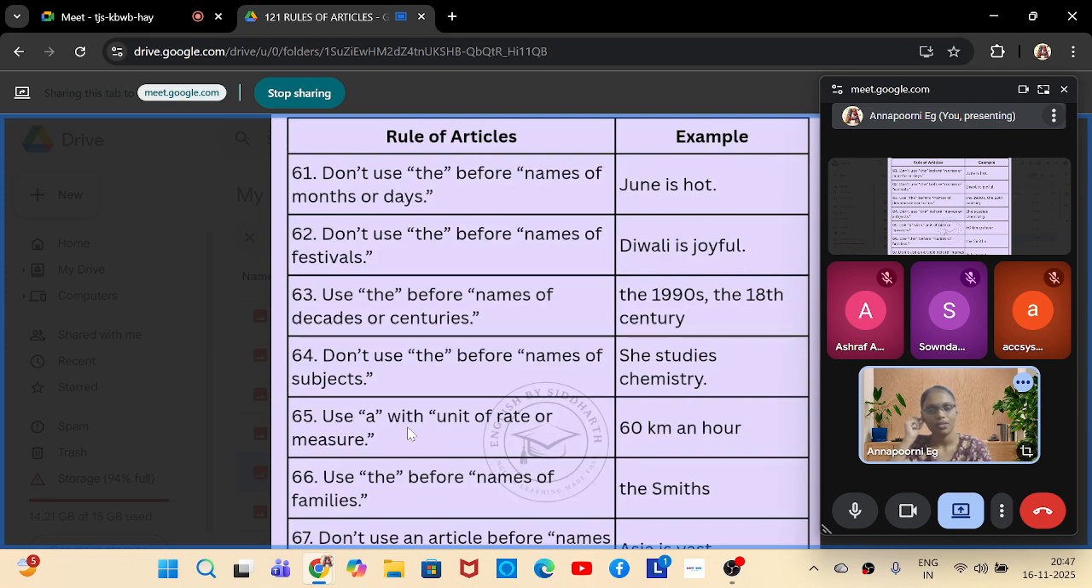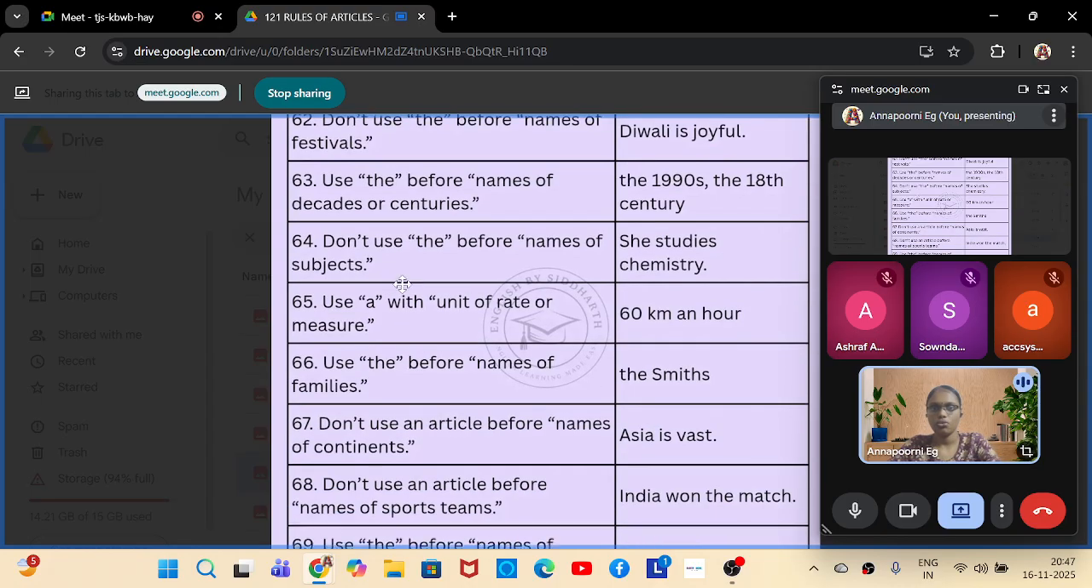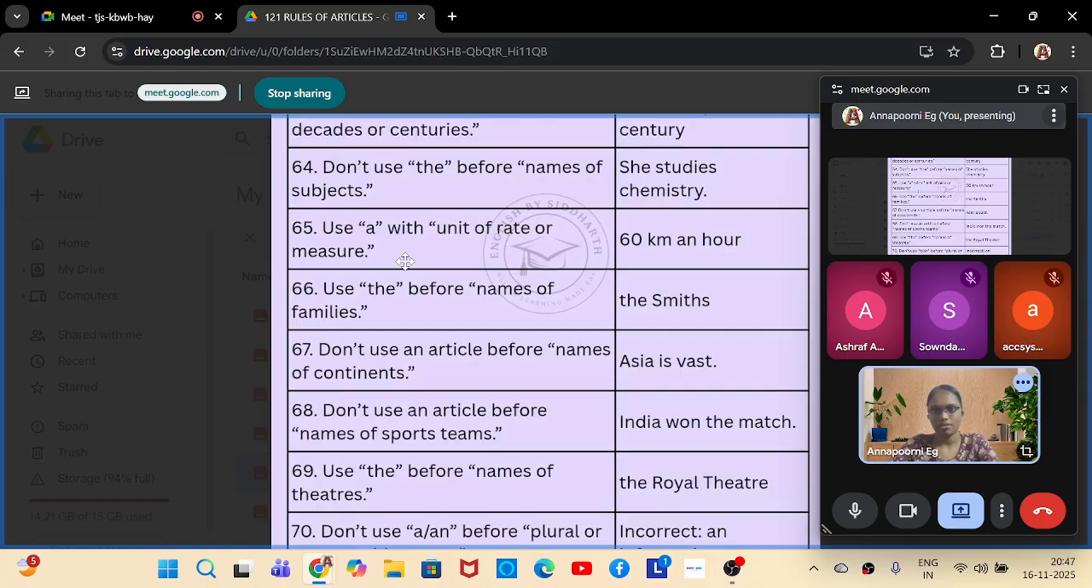Okay, fine. Continue. The next rule says, don't use the before names of subjects. That's important for you. You are all studying different subjects, so please take care to not use the before the subject names. Shabna, can you read the example? She studies chemistry. It's not the chemistry. I love English. It's not I love the English.